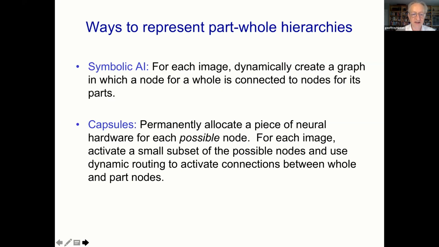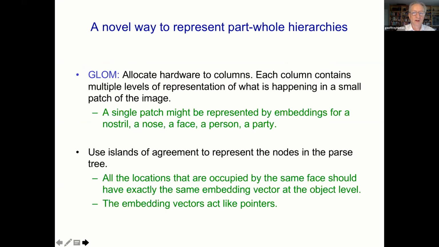So you have to dynamically connect things, but you don't have to dynamically create bunches of neurons that can do things. They're sitting there in advance. I've revised that theory to get rid of the idea that capsules are allocated to particular kinds of things. I've now got more universal capsules, as you'll see. So in Glom, what we do is we allocate hardware to columns, and a column has multiple levels of representation of what's happening in a small patch of the image. So a single patch might be represented by embeddings for a nostril, a nose, a face, a person, and a party. That would be a 5-level hierarchy.